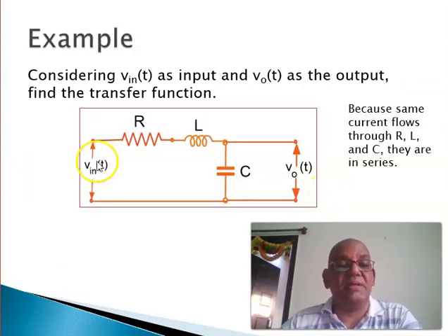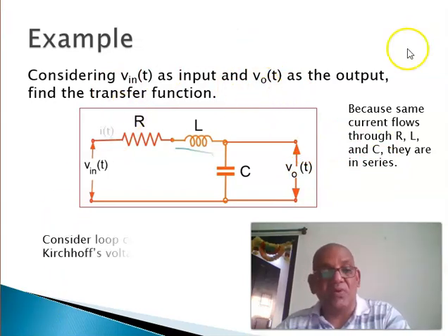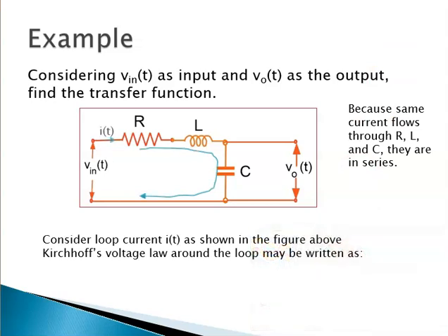Consider this circuit supplied with a voltage V in of T. Because the same current flows through R, L and C, we say that they are in series. Let us say V in of T is the input, VO of T is the output, and we want to derive the transfer function output over input, that is VO of S divided by VI of S. To do that, we will consider loop current as shown here. This current I of T flows through these three, R, L and C, and we apply Kirchhoff's voltage law.